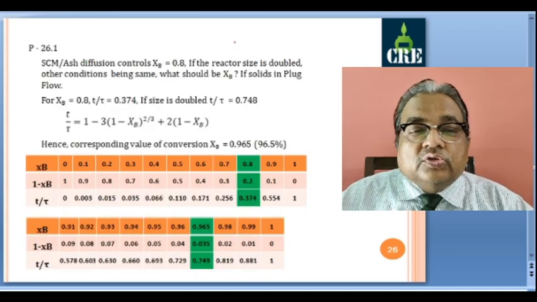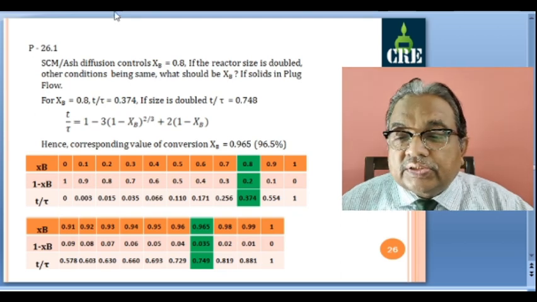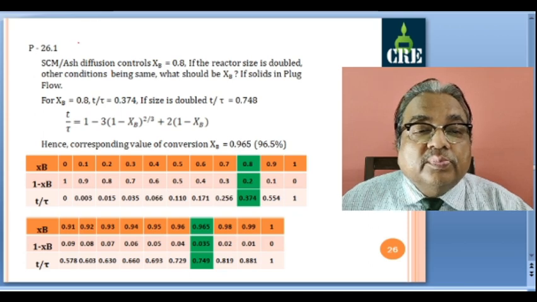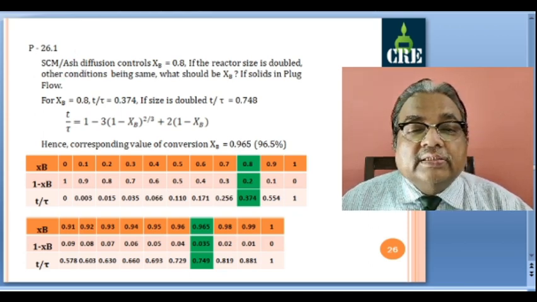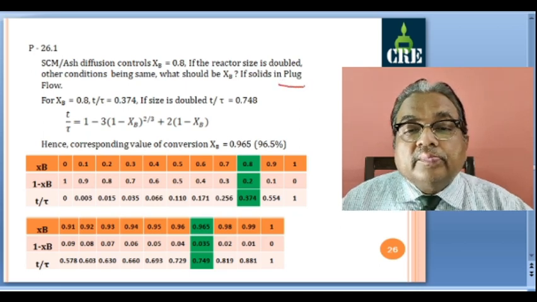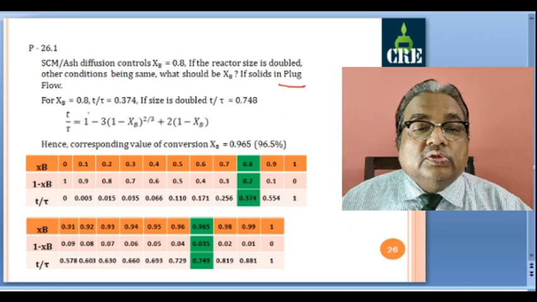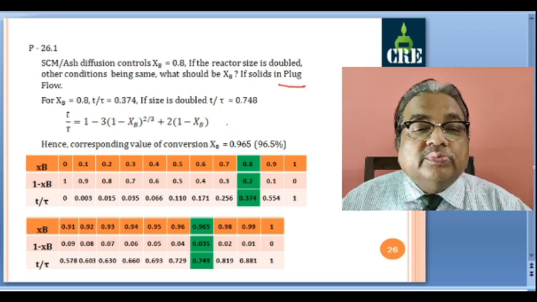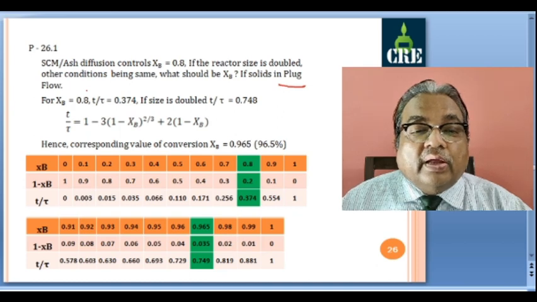Okay, so now we will shift to the exercises and problems from the exercise. We'll start with the simple problem. Shrinking core model as diffusion controls. Conversion is 80%. If the reactor size is doubled and other conditions remain same, what would be the conversion if the solids in plug flow? So XB is equal to 0.8, and if it is doubled, what will be the new value of XB? We have to find out. This is for ash diffusion control.